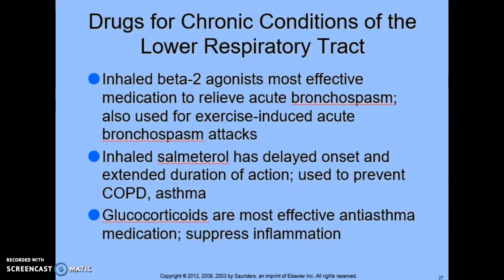Let's talk a little bit about medications for asthma. Most medications for asthma are administered by inhalation because the medication is delivered directly to the site where it's needed. Have you ever had to take any inhalers? How did they make you feel? And did you get relief from it? Typically with inhalers, we see an increased heart rate, sometimes some nervousness. It's important to note that glucocorticoids are the most effective anti-asthma medications. They suppress the inflammation.